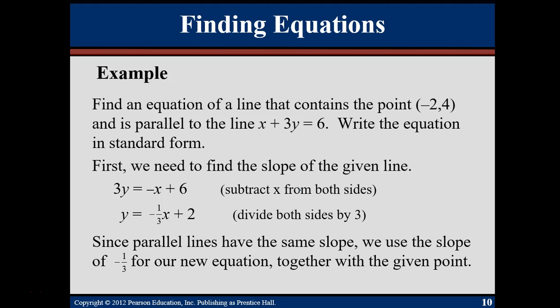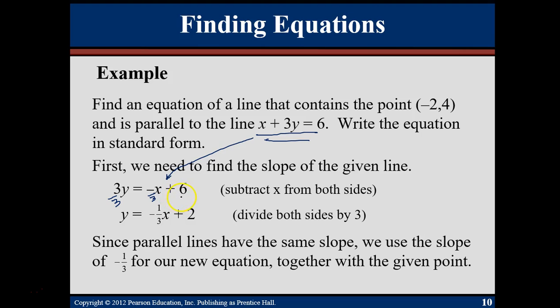Let's say we want to find the equation of a line that contains the point (-2, 4), but I want it to be parallel to x + 3y = 6. Before I do anything, I need to get this in y = mx + b terms. So I subtract the x over to the other side, and I get 3y is equal to negative x + 6. Now I'll have to divide everybody by 3.